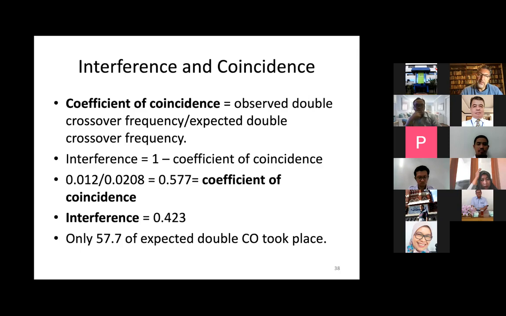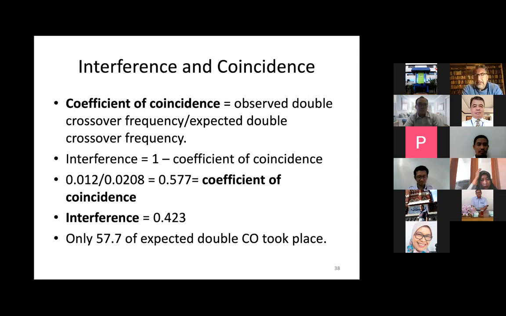In practical terms, it means that only 57.7% of expected double crossovers really occurred. Okay? So luckily for us, when we estimate map distances, when we're comparing two genes, we cannot detect the double crossovers between the two genes.